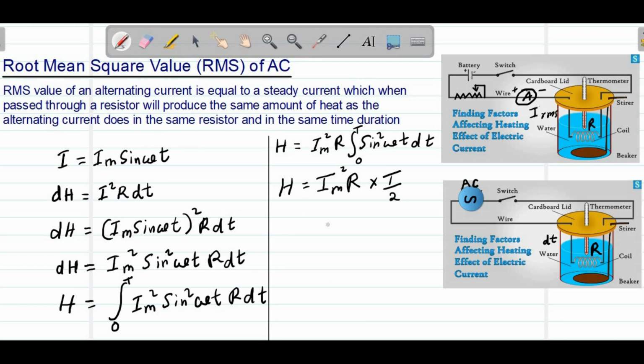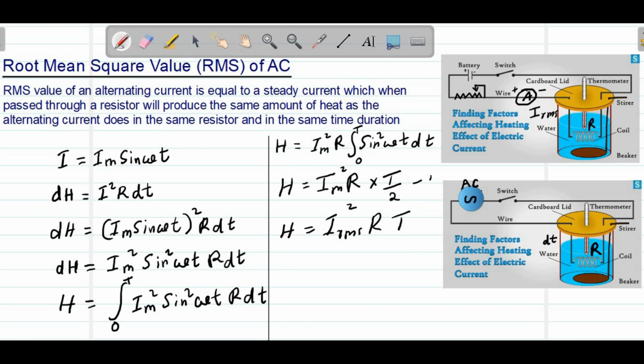Then that heat energy produced, we can calculate. H is equal to... the time duration also we are taking the same. What is the time period of AC here? Only for the same time duration we are passing DC through this circuit. So the heat energy produced in one time period of AC, when the DC flows through the coil, will be H equal to IRMS square into R into time period T.